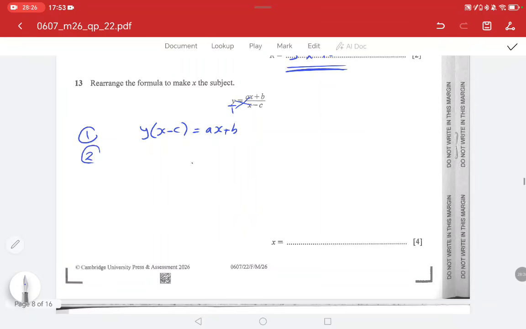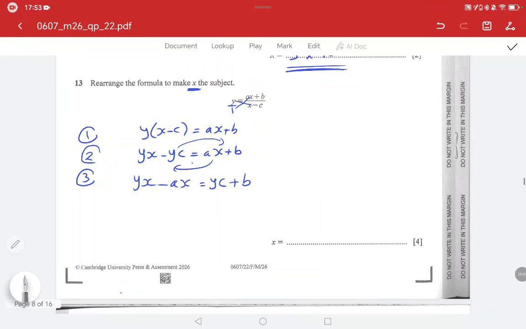Next step, expand. Okay, y times x, yx minus yc equals ax plus b. Third step, collect the like terms. My goal is to make x the subject, so I need all x to be on the same side. So you can say yx minus ax equals yc plus b. Different side, different sign.